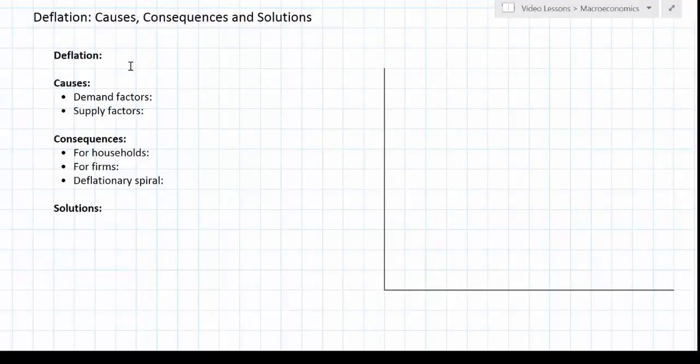In this lesson, we're going to talk about deflation. We're going to define deflation, talk about its causes, its consequences, and some of the solutions to the types of deflation that might have negative consequences for society as a whole. Let's start with the definition.